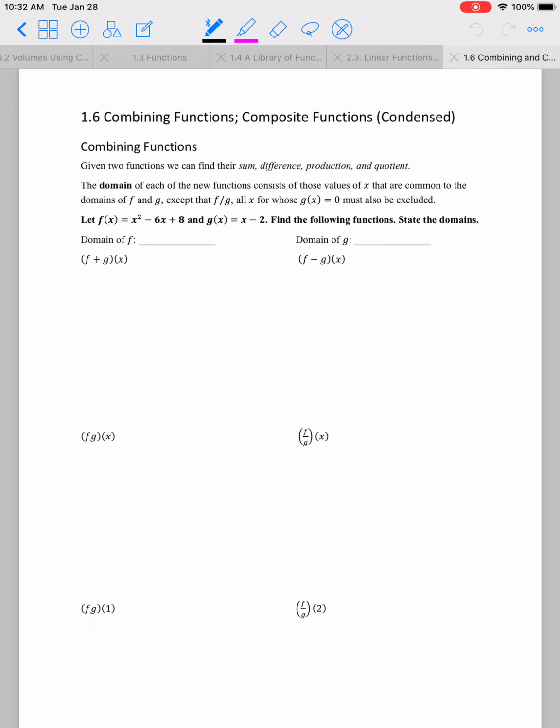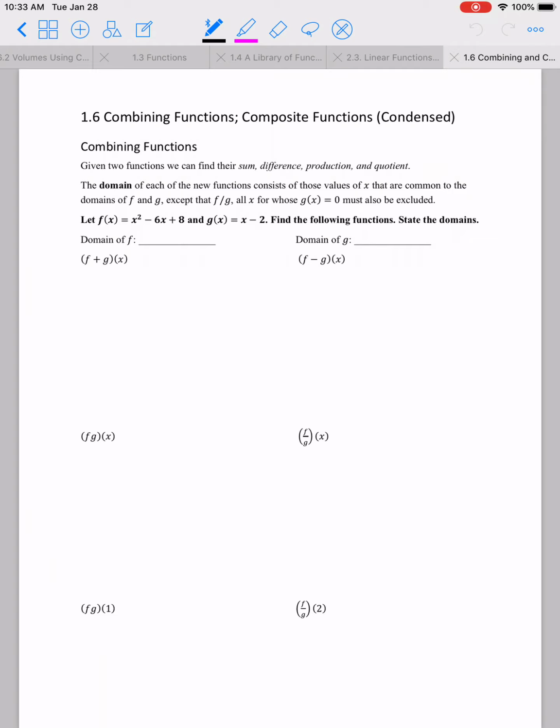Alright, so we're going to cover combining functions, composite functions, in a kind of condensed form here, but this should get you through your notes and get all the main ideas. Essentially, given two functions, we're going to find their sum, difference, products, and quotients. This is just our regular combining them: adding, subtracting, multiplying them, things like that.